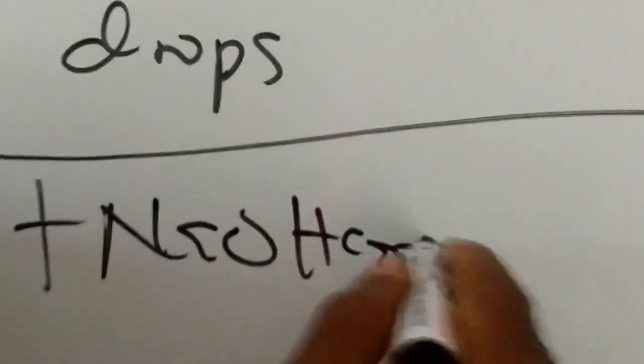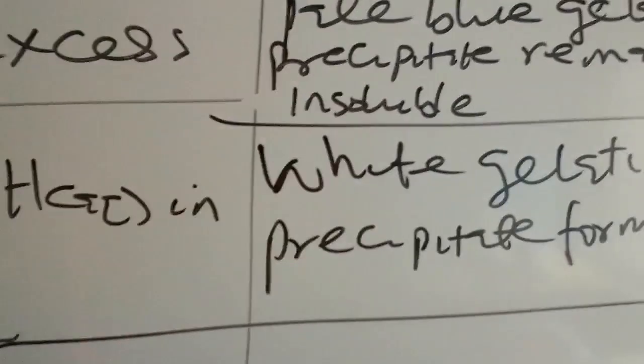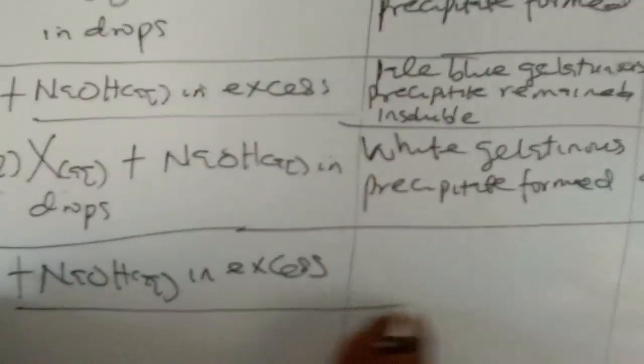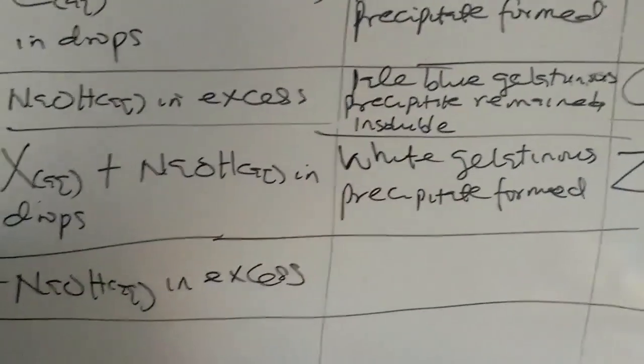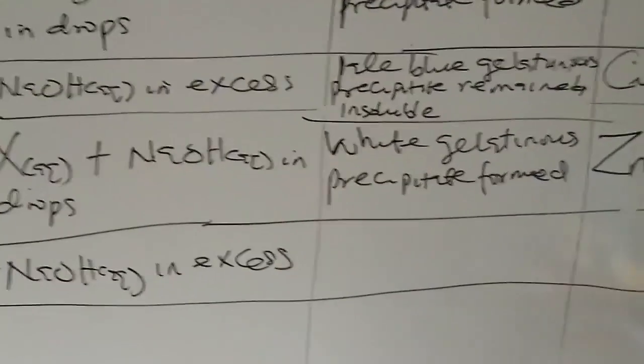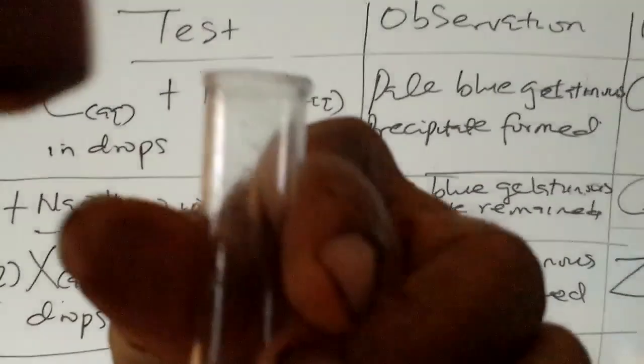This time around, we're going to add the sodium hydroxide, the same precipitate will form above. We'll add it in excess, just like we did for copper. We add the sodium hydroxide in excess to this white gelatinous precipitate that is formed, and see whether it is dissolved or not. So I'll pick back my sodium hydroxide solution and add it in excess to this white precipitate. We'll add plenty of it.